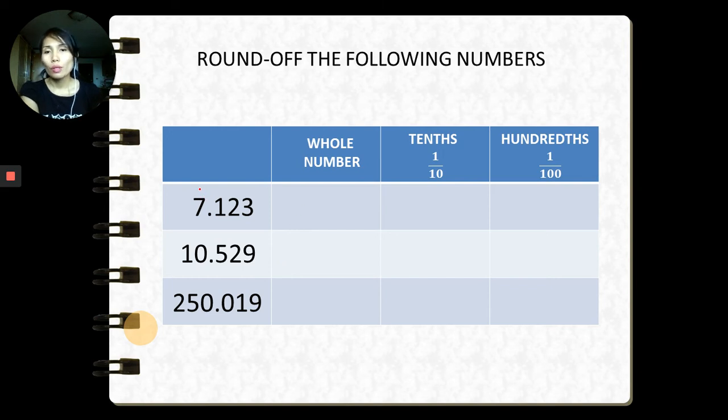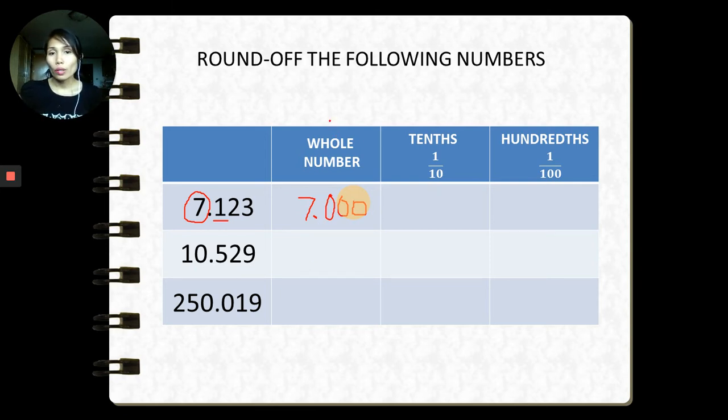Okay, let's round off to the whole number. The whole number here is 7. So are we going to round up or down? Based on the next number, we will round down. So just copy 7. Or if you want to write 0s, you can. But if you don't write a 0, then that's fine.